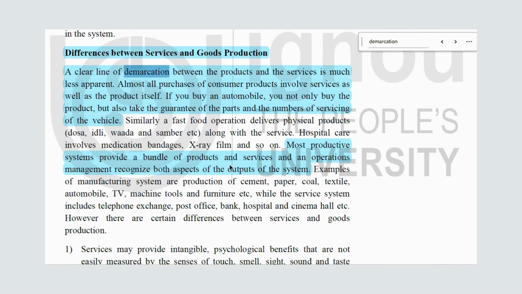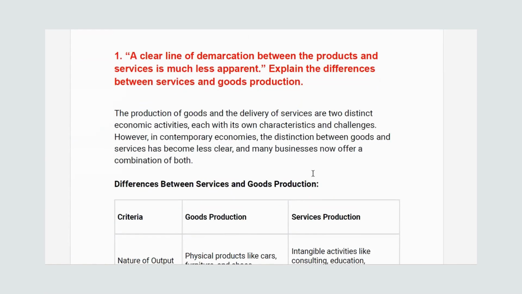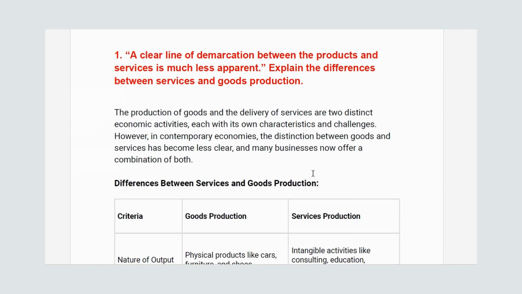Okay, here it is given, what are the differences between services and goods production. So let's see the notes that I have prepared for this question. The production of goods and the delivery of services are two distinct economic activities. We know production of goods and service delivery both are different. They both have their own characteristics and challenges, right?